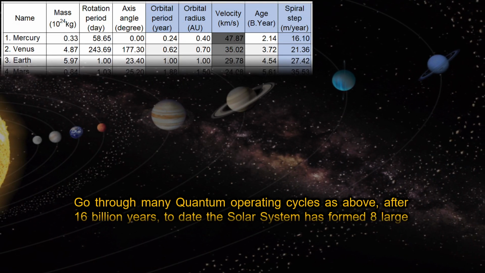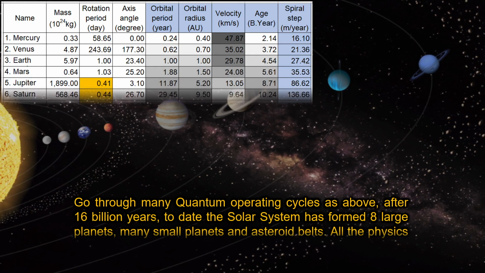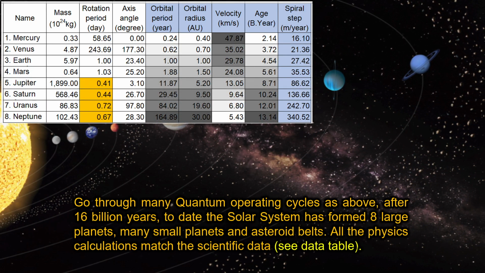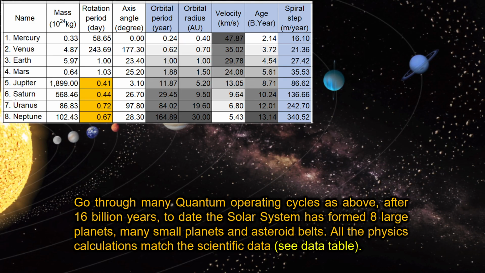After 16 billion years, to date the solar system has formed 8 large planets, many small planets and asteroid belts. All the physics calculations match the scientific data. See data table.